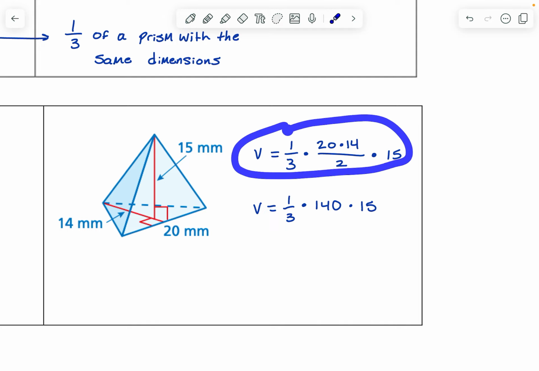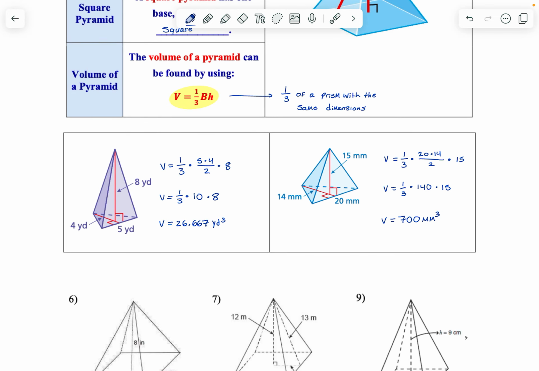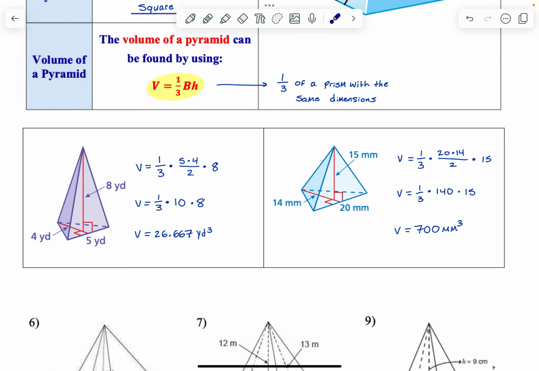And this is something where if you just wanted to put that into your calculator, you're more than welcome to. I'm just reducing it a little bit so you can see, right? 20 times 14 divided by 2 is 140. Volume is equal to 700 millimeters cubed. Triangular pyramids are a bit tougher just because you have to remember that you're finding the area of a triangle base.